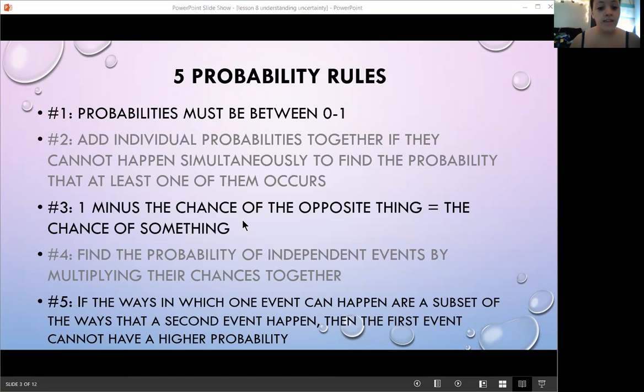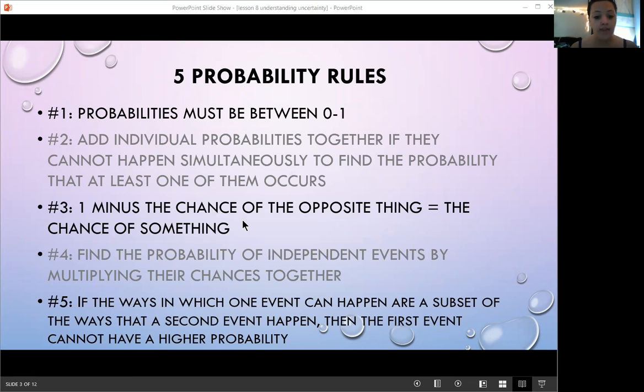Our fourth one is just saying that you find the probability of independent events by multiplying their chances together. So once again, we do have to have independent events to use this rule. All we do here is multiply these events together, and that's going to give you the probability of these independent events happening.